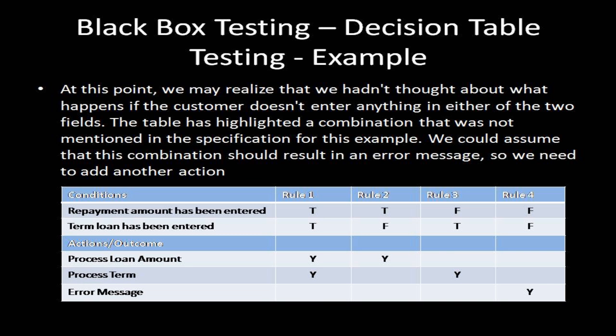At this point, we may realize that we hadn't thought about what happens if the customer doesn't enter anything in either of the 2 fields. The table has highlighted a combination that was not mentioned in the specification for this example. We could assume that this combination should result in an error message, so we need to add another action, see table. This highlights the strength of this technique to discover omissions and ambiguities in specifications. It is not unusual for some combinations to be omitted from specifications, therefore this is also a valuable technique to use when reviewing the test basis.